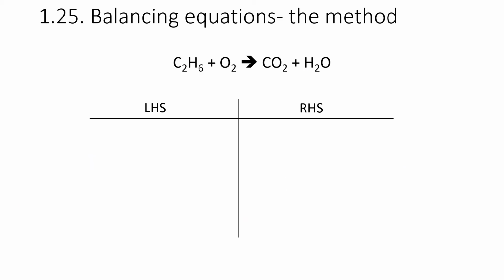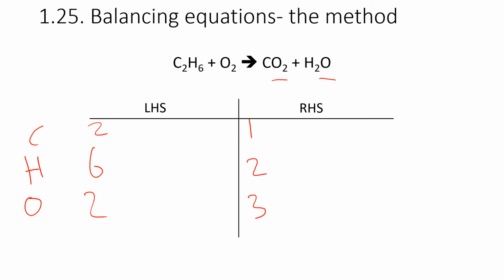Okay, here's another combustion reaction. This one's quite special, and you'll see why in a moment. So let's do it the normal way. Elements down the left, carbon, hydrogen, and oxygen. What do we have on the left hand side? 2 carbons, 6 hydrogens, 2 oxygens. What do we have on the right hand side? 1 carbon, 2 hydrogens, and 3 oxygens. Note there's 1 oxygen in there and 2 in there.